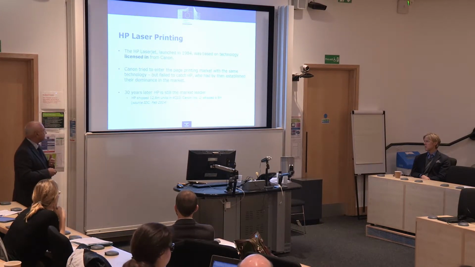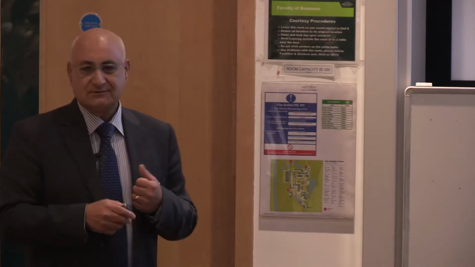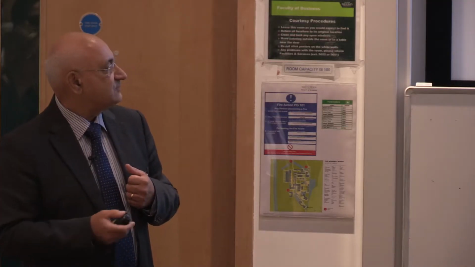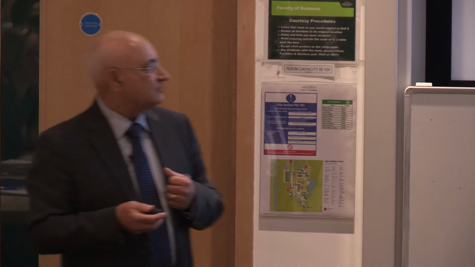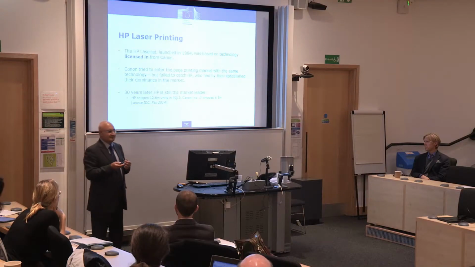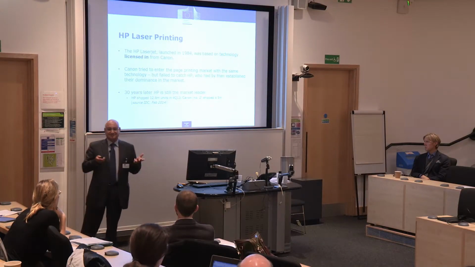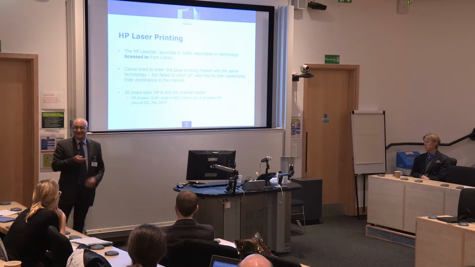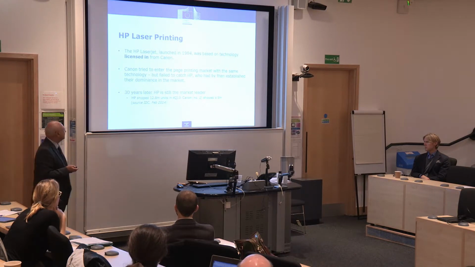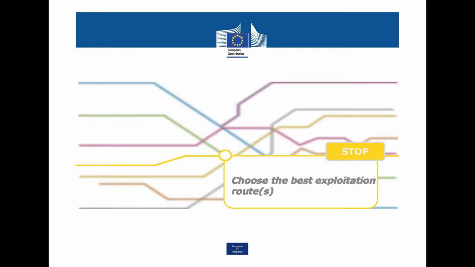And I looked at the figures for the fourth quarter of 2013. Hewlett-Packard shipped 12 million units, almost twice as much as the number 2 laser printer manufacturer. So with hindsight, Canon might say something. But again, look at what you need. Okay, the next thing maybe we ought to think about is what is the best exploitation route?